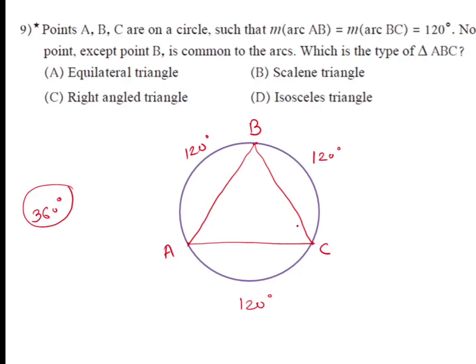So if these three arcs are congruent, then their corresponding chords, that is chord AB, chord BC and chord AC, are also congruent. And for this triangle ABC, if all these three sides are congruent, then that triangle must be equilateral triangle, that is option A is the correct alternative. This triangle ABC is an equilateral triangle. So these are some examples which are based on the various properties of a circle.